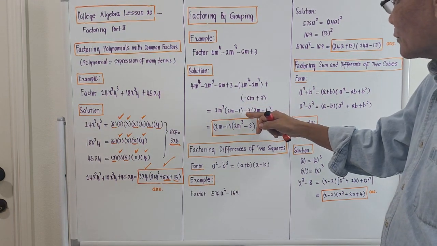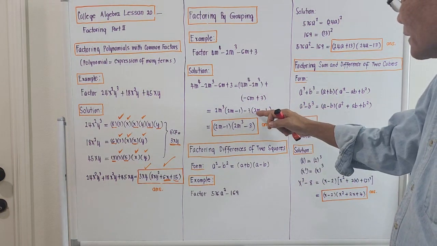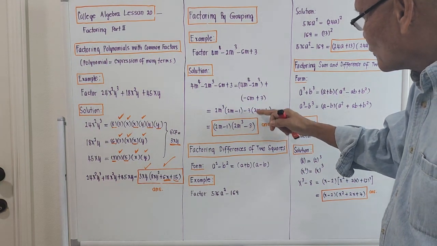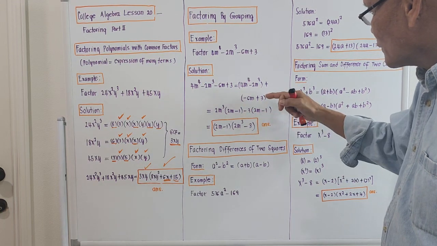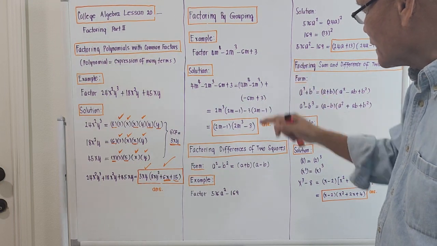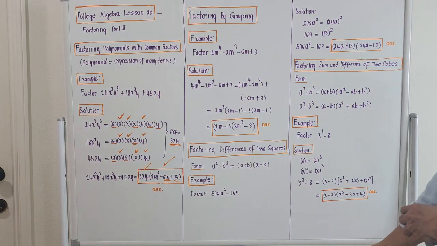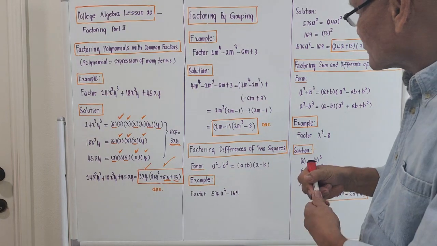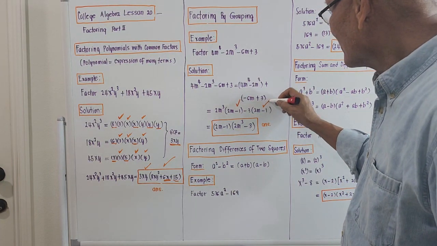We'll bring out negative 3 times the quantity 2m minus 1. A negative 3 times 2m will be negative 6m, right? And a negative 3 times a negative 1 will be plus 3. So this negative 6m plus 3 can be written as negative 3 times the quantity 2m minus 1. And if we inspect this term here, there is a common factor 2m minus 1. Okay? 2m minus 1.